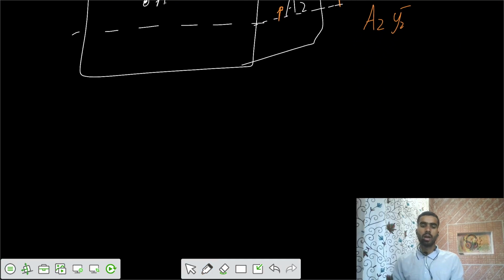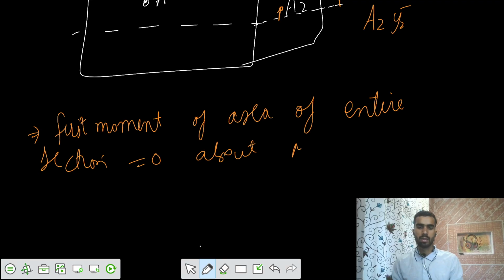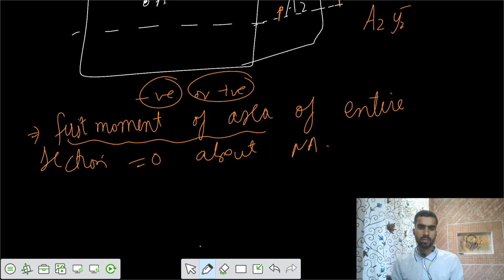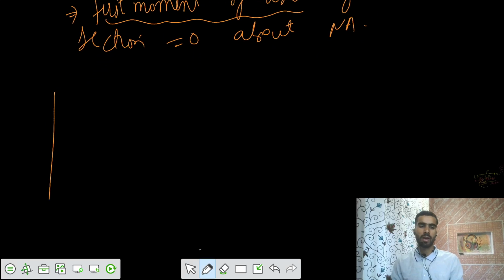We can also show that the first moment of area of the entire section is 0 about the neutral axis. The first moment of area can be negative or positive. So if you take the overall first moment of area of the entire section about the neutral axis, it would equal 0. How is that possible?